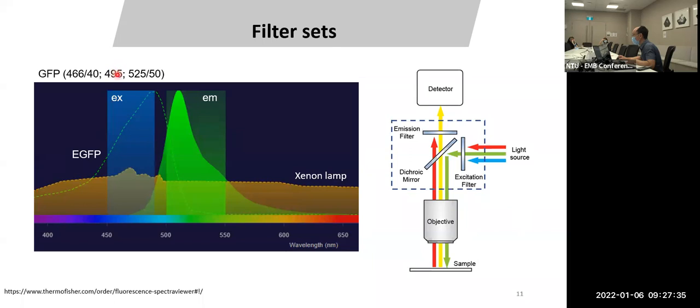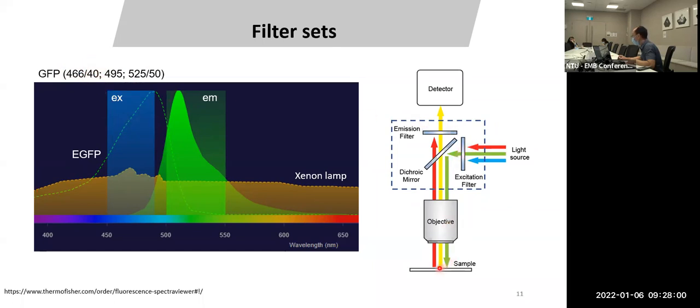And your dichroic mirror will only reflect the light that is below 495, which is what you are using, right? This is your excitation wavelength. The dash 40 means plus or minus 20, right? This 466 is a center wavelength, plus or minus 20. The whole bandwidth is 40 nanometers, right?